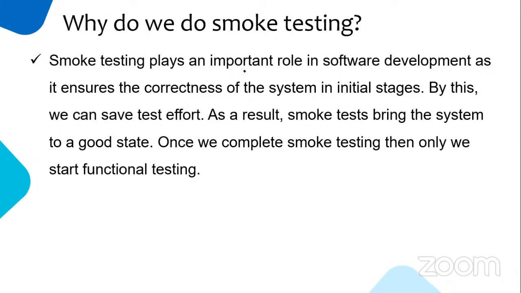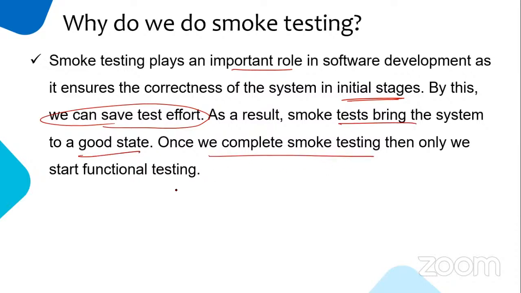See, it plays an important role in the initial stage of software development, so you can save test effort. If after testing 40 test cases you find something, versus after testing 3 test cases you find something, that is profit. By seeing just 3 test cases, you can say, yeah, we can't start. Smoke testing brings the system to a good state. Once we complete the smoke testing, only then can we start functional testing. You must know in depth about smoke testing.